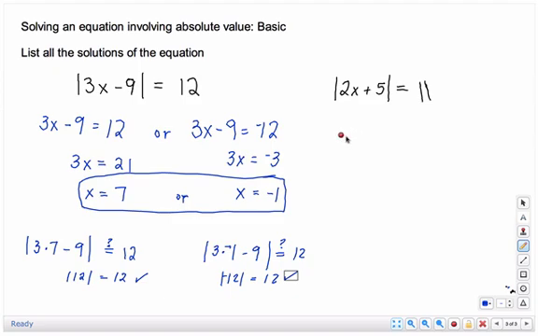Now what I suggest you do is pause the video and attempt to do this problem that I have here, and then check to see if you get the same answer as me.